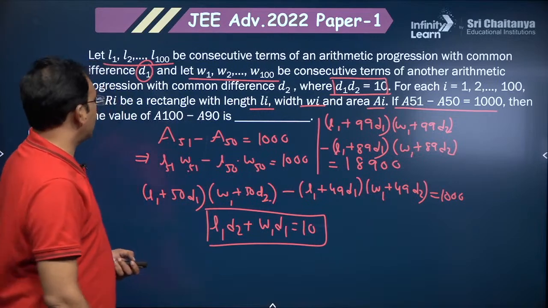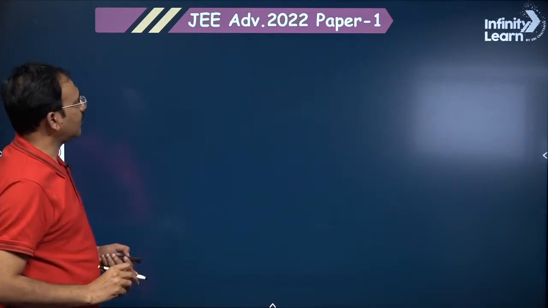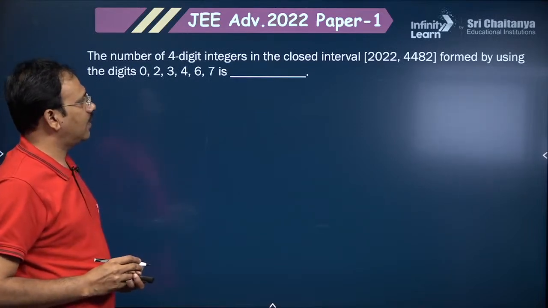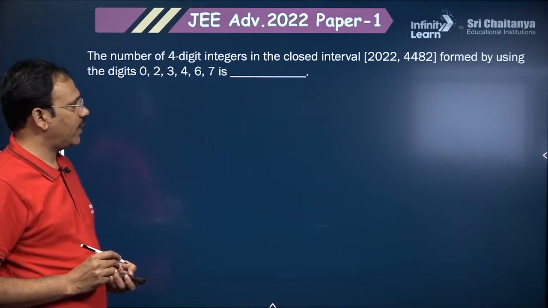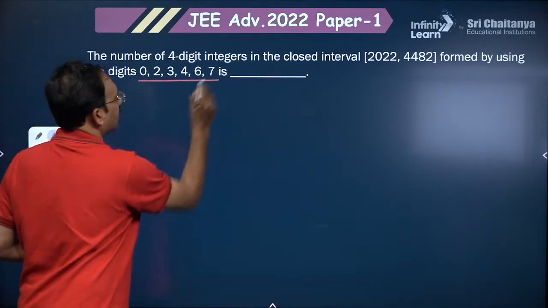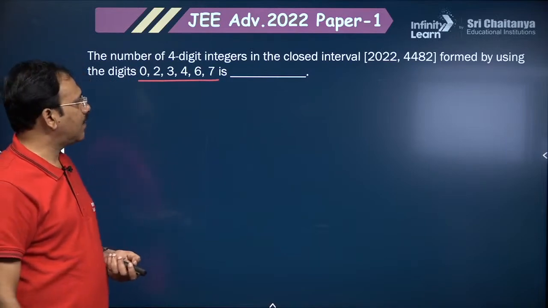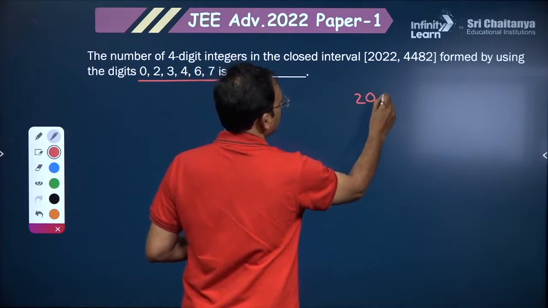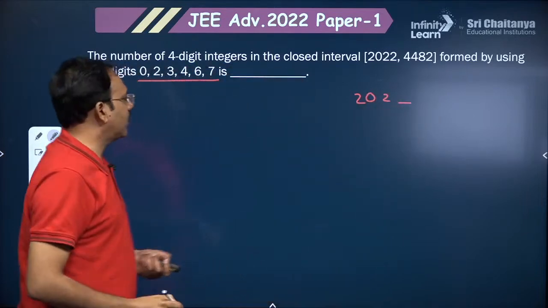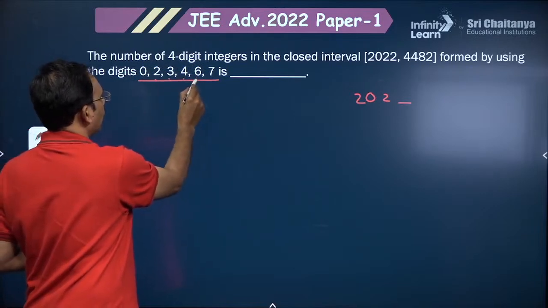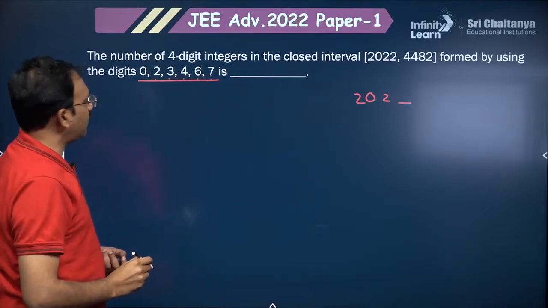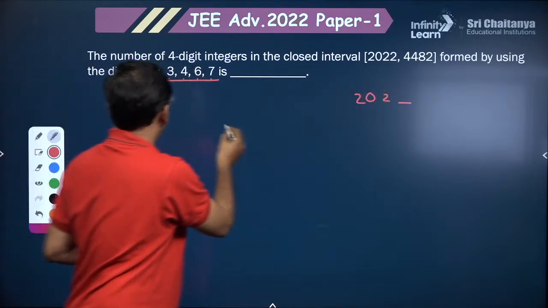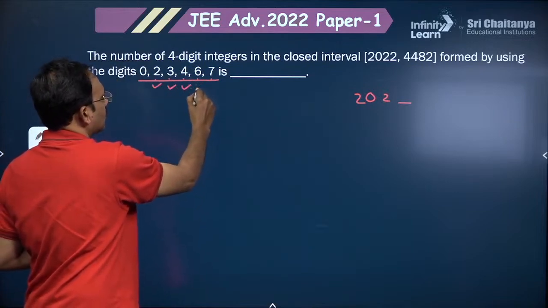Okay. Next friends, the next question. The number of 4-digit integers in the closed interval 2022 to 4482 formed by these digits. That means we are going to form a 4-digit number. So you just write, starting with 202, what are the possibilities for the last digit? You can put 2, 3, 4, 6, 7. So there are 5 possibilities because 202 is fixed.